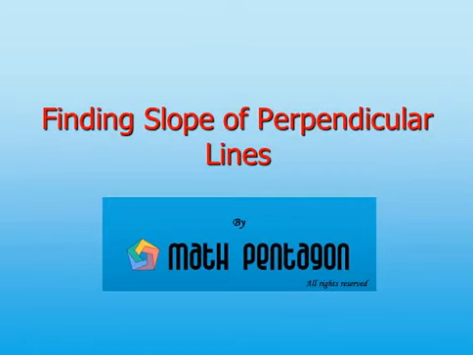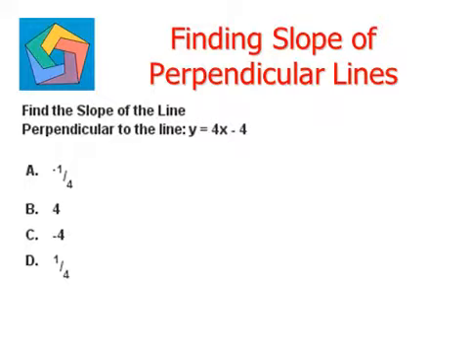Hello and welcome. Our topic for the day is finding slope of perpendicular lines. To understand this concept, let's look at some examples. The first one says, find the slope of the line perpendicular to the line y equals 4x minus 4.